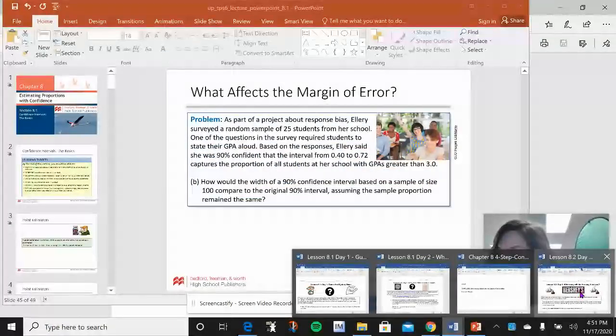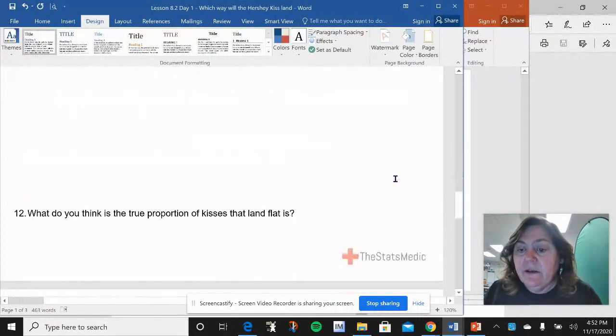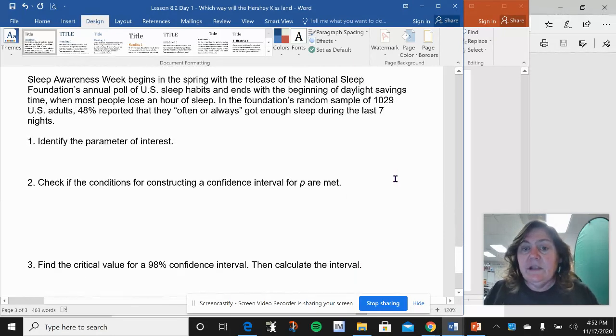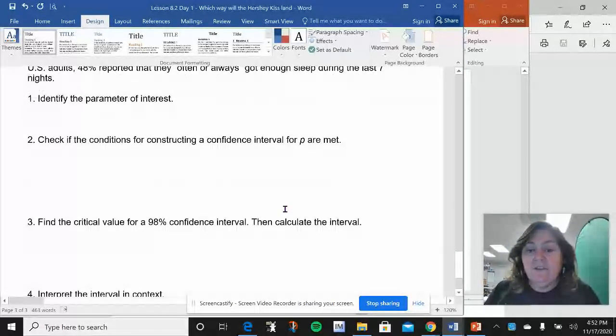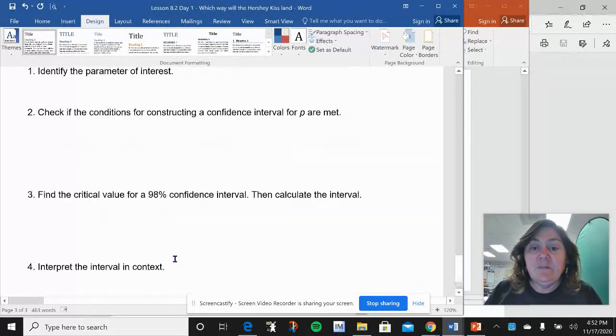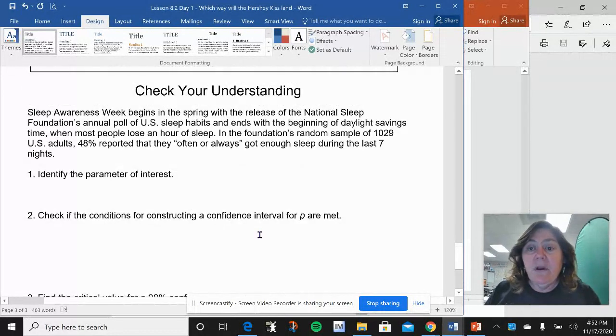That we were doing the Hershey's one, okay? And let's go to the back of it, where you're going to do your check your understanding. So I'd like for you to look at this problem here. I want you to identify the parameter, check the conditions, find your critical value, and then calculate the CI and interpret it. So basically this is leading you through the 4-step process for a problem. Do that and then come back and check with me on your answers for this, and we're done for the day.